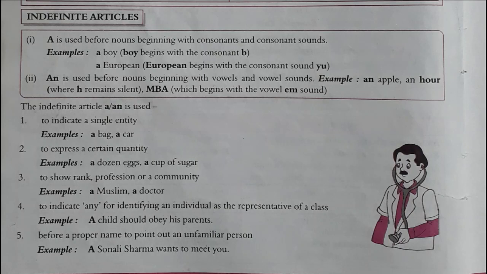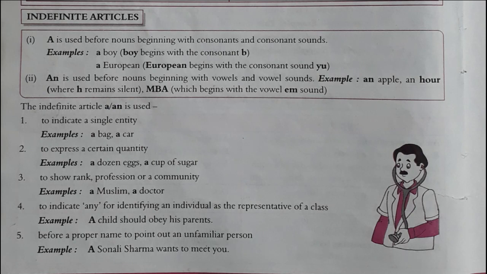Fifth one, before a proper name to point out an unfamiliar person. We came across this as well. Before a proper noun to point out an unfamiliar person, someone who is not familiar to you, someone who is strange. As a Sonali Sharma, or a Mr. Sharma, a Mrs. Sharma, a Miss Sharma. That is Mr., Mrs. or Miss along with the surname. We learned about this in our text.